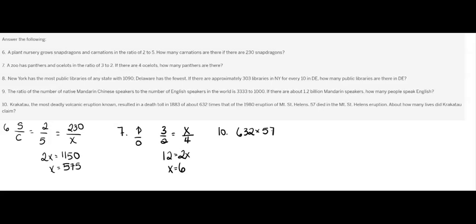Sometimes problems are very straightforward and we don't have to make them complicated. But that sometimes confuses us too, so I don't want y'all to get confused with this. So anyway, if I multiply 632 by 57, I get about, not exactly, but about 36,000. I think it's like 36,024 people died in Krakatoa.